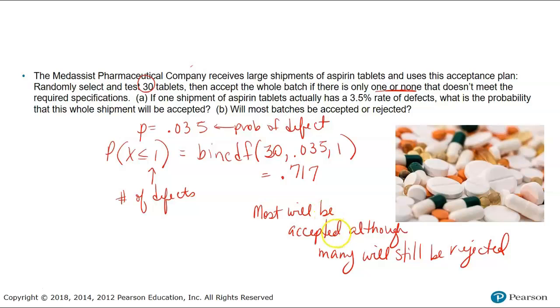71.7%. So most of these batches are going to be accepted, but in saying that most will be accepted, there's still quite a few that are not going to be accepted. About 28, a little over 28% are not going to be accepted. So that is kind of a large number that's not being accepted.